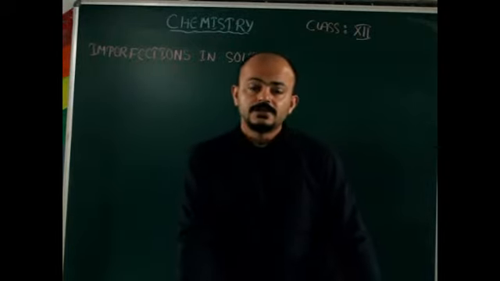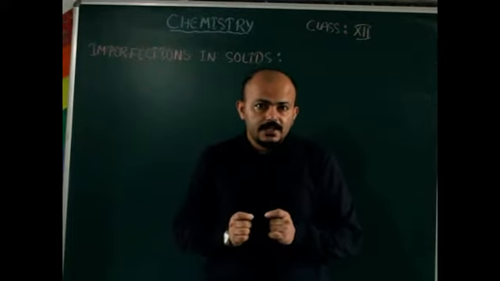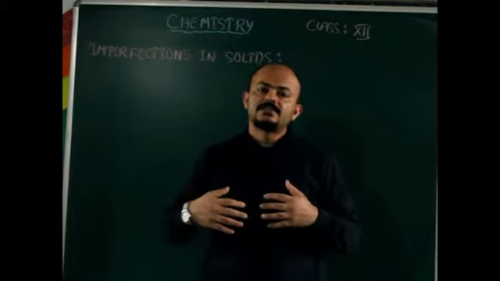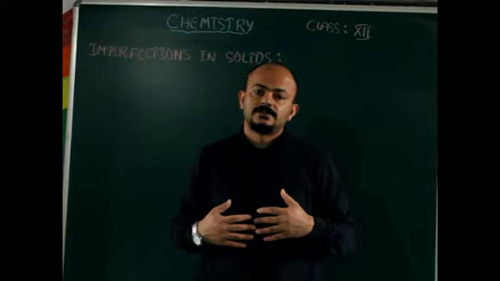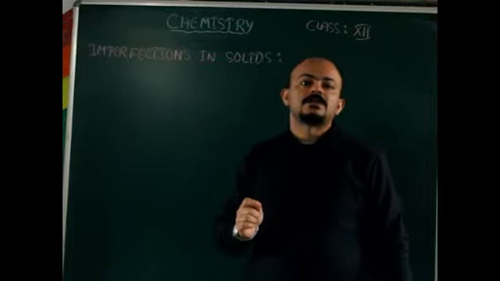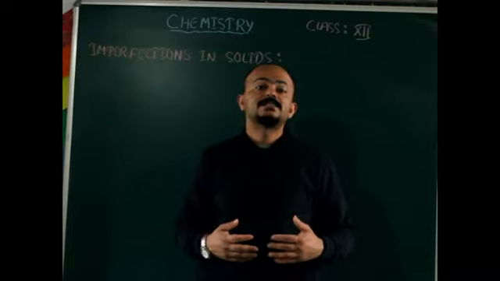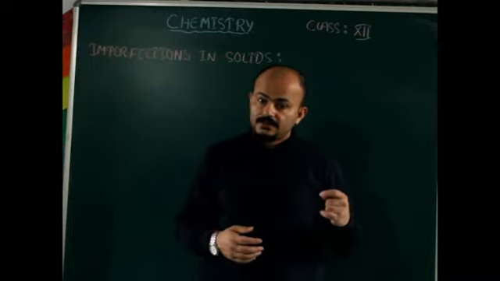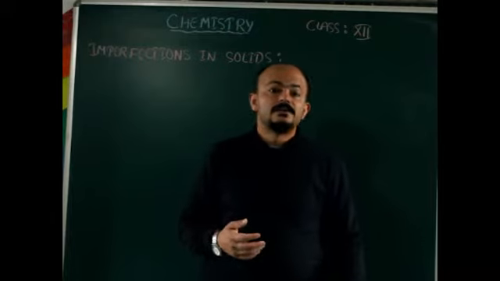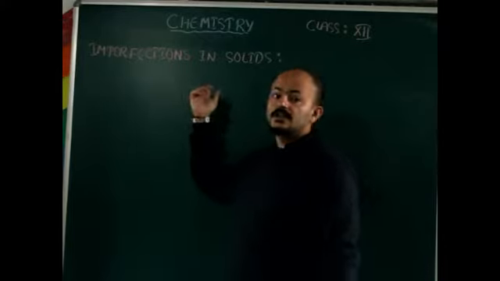So you know, in solids, in a crystal lattice, the repeating units, which may be atoms or ions, are always arranged in a certain regular pattern. Yes or no? So in perfect solids, you have the constituent particles arranged systematically. But whenever there is a deviation in this arrangement of the constituent particles, imperfection in the solid arises. So today we are going to discuss imperfections in solids.